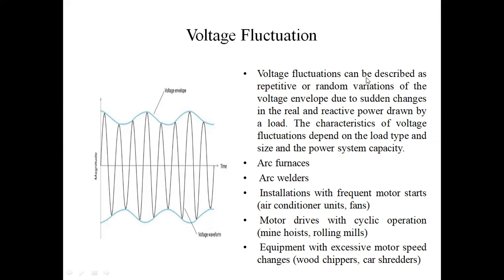The definition is that voltage fluctuations can be described as repetitive or random variations of the voltage envelope due to sudden changes in the real and reactive power drawn by the loads. The characteristics of voltage fluctuations depend on the load type and the size of the power system capacity. This is the voltage fluctuations waveform.